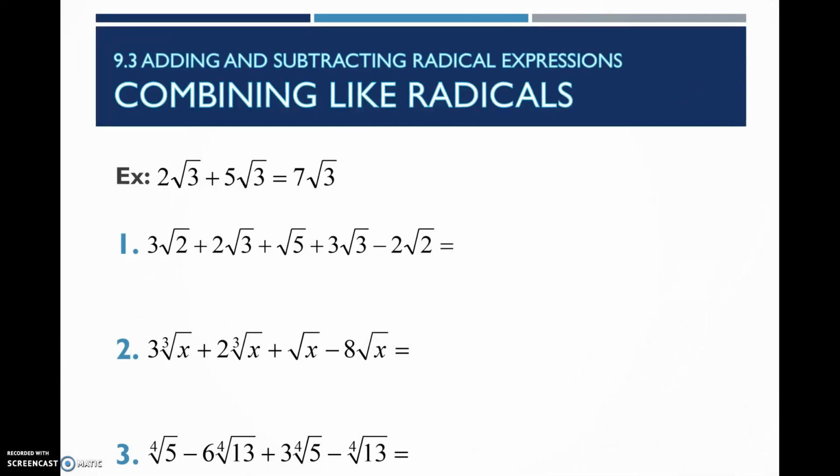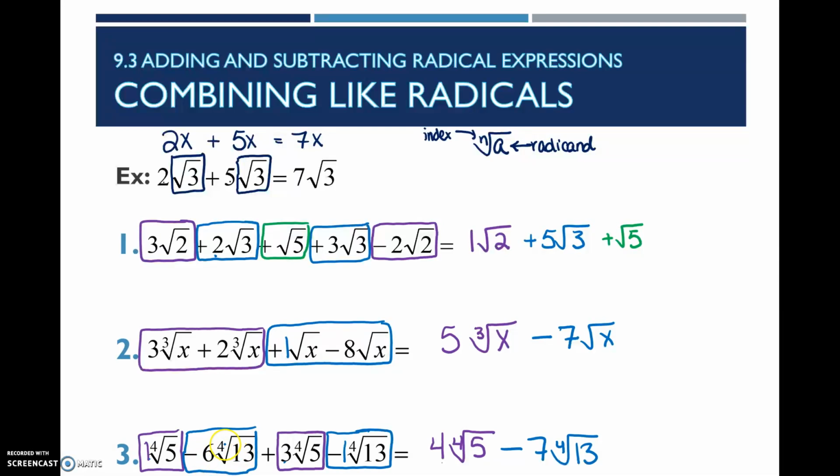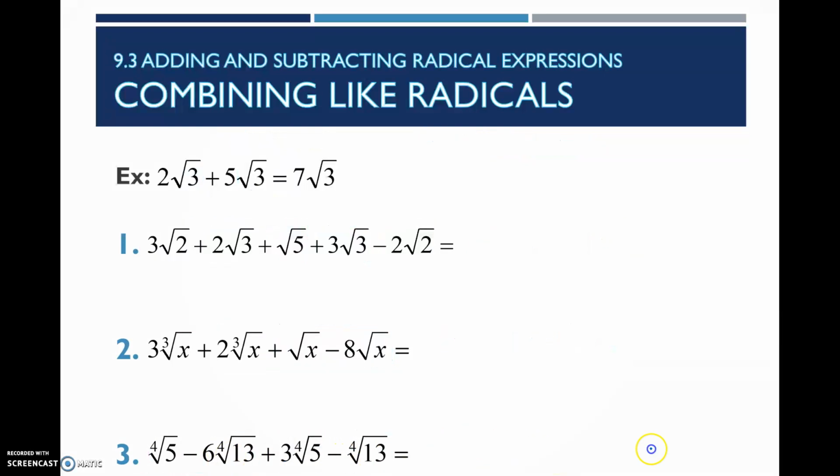No, go back. I'm not done explaining. And you've got negative 6 4th root of 13, negative 1 times the 4th root of 13. Negative 6 and negative 1 is negative 7.